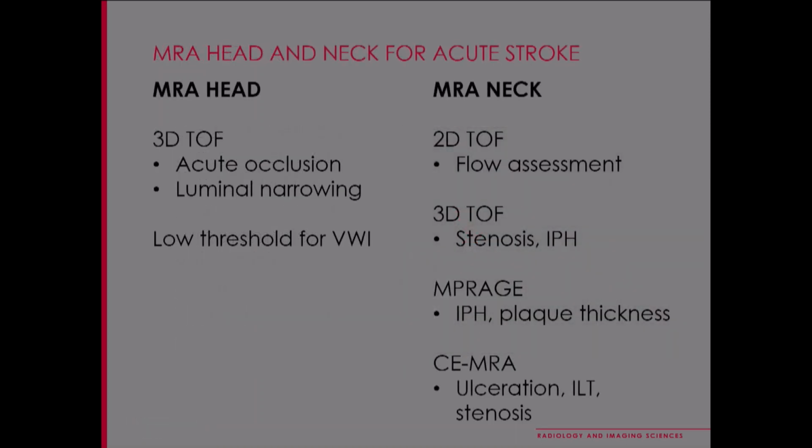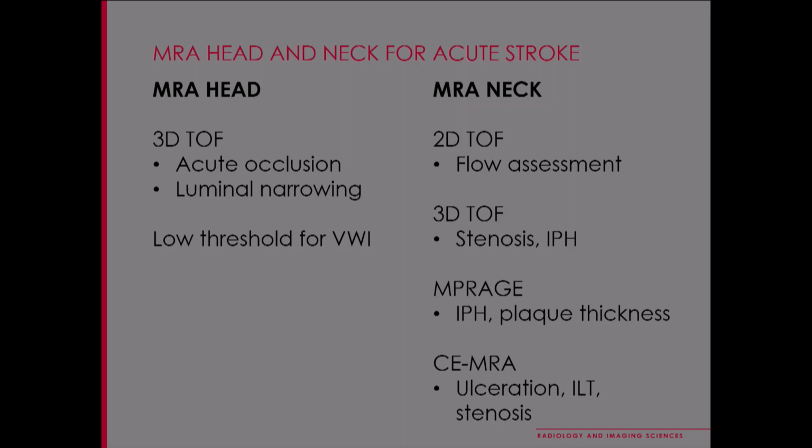So I'm just going to review quickly the imaging that we talked about today. For MRA head, most people are doing 3D time of flight, and that's really just to assess for an acute occlusion and any kind of luminal narrowing. In the setting of cryptogenic stroke or embolic stroke of undetermined source, having a low threshold for vessel wall imaging is really critical because of the limitations in our ability to evaluate for any kind of non-stenotic process that could be contributing to stroke.